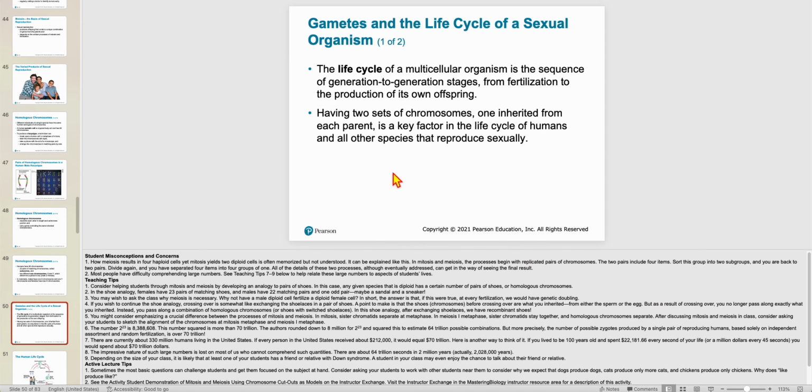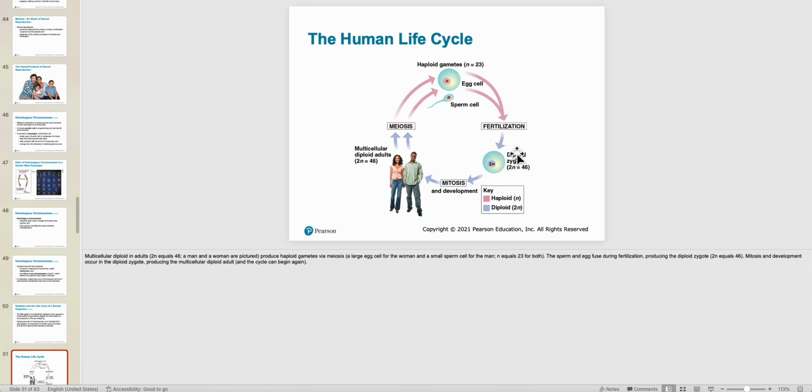Okay, next slide. Alrighty, I don't care for this because it's just too many words, but I do care for the picture that goes with it. So here we have an individual. That's one person that they're talking about. 46 chromosomes. Then each egg, each sperm will have 23 chromosomes.